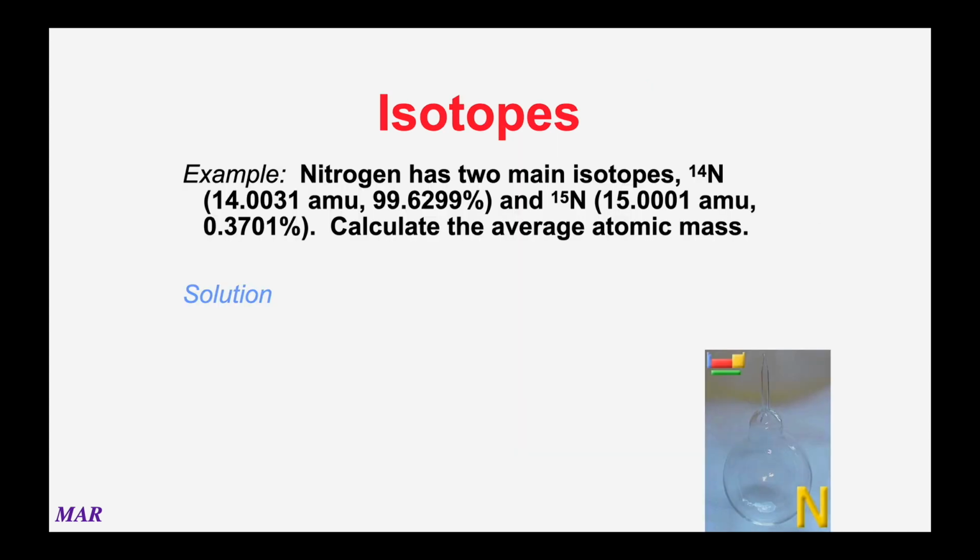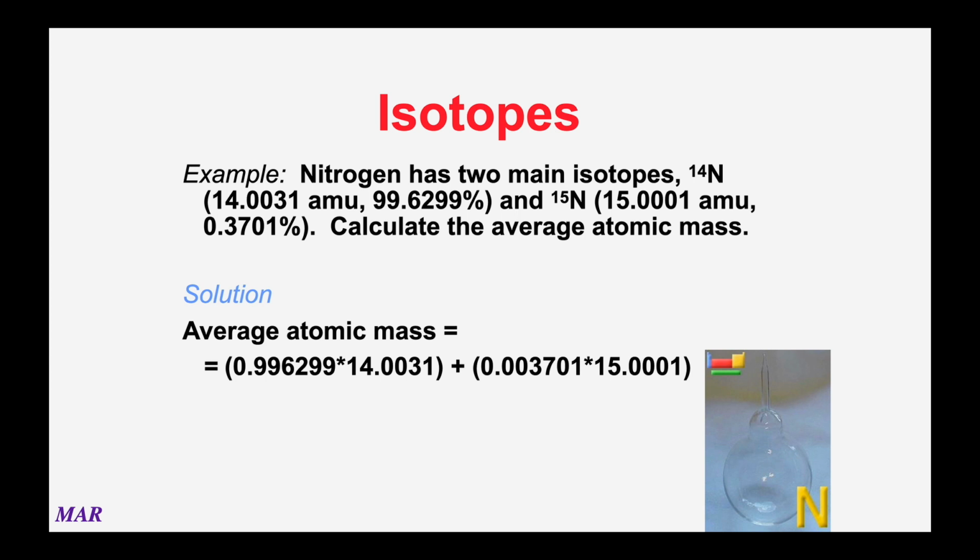Nitrogen has two main isotopes, nitrogen 14 with a mass of 14.0031, 99.6299%, and nitrogen 15, 15.001 AMUs, 0.3701%. We're using a lot of sig figs here, and that's what people do when they calculate the numbers you see on the periodic table. So from these two, we can calculate the average atomic mass. And again, what we're going to do is use the decimal version of those percentages and multiply it times the isotope mass, and we'll add that to the same thing for the other isotope together, and that'll give the average mass.